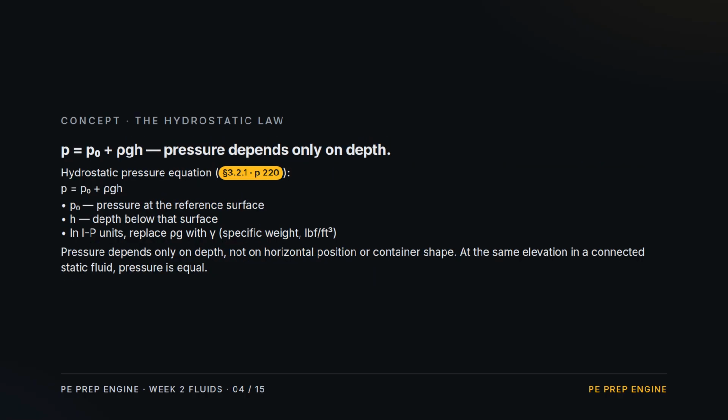Hydrostatic pressure: P equals P0 plus rho g h. P0 is the reference pressure, h the depth below it. In IP units, replace rho g with gamma. The key insight: pressure depends only on depth, not horizontal position or container shape. Same elevation in a connected static fluid, same pressure.